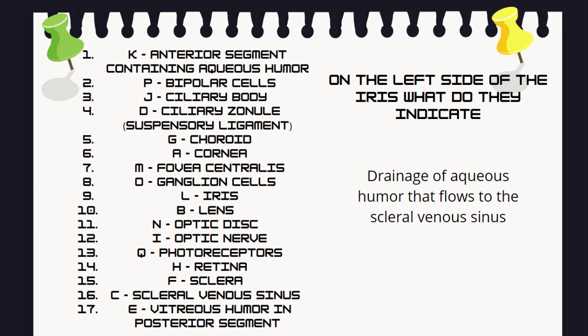ganglion cell. Number 9, L, iris. Number 10 is B, lens. Number 11, N, optic disc. Number 12, I, optic nerve. Number 13 is Q, photoreceptors. Number 14, H, retina. 15, F, sclera. 16, C, scleral venous sinus. Number 17 is E, vitreous humor in posterior segment.